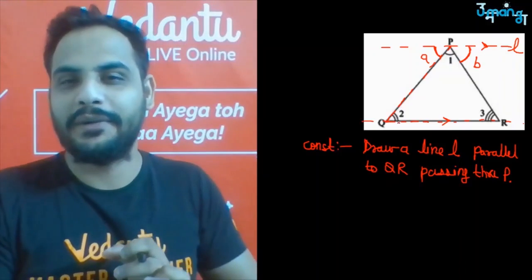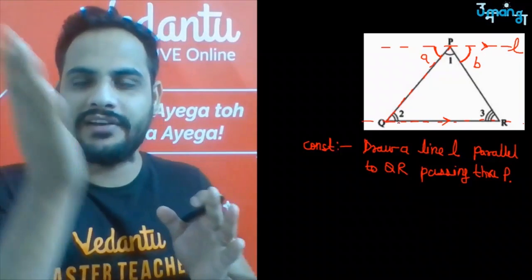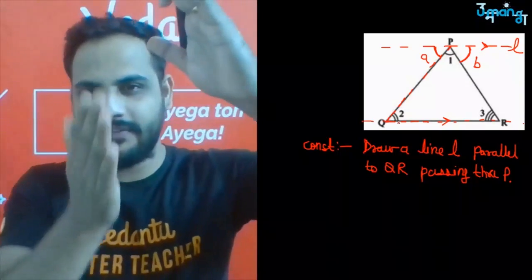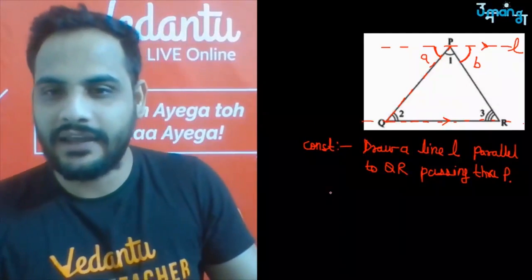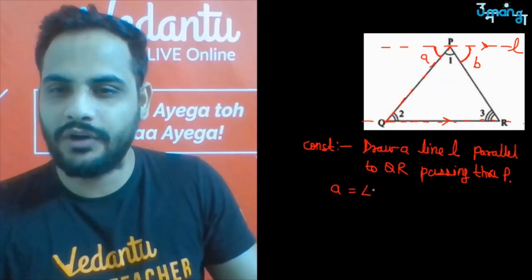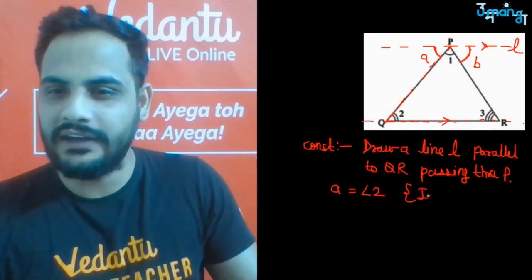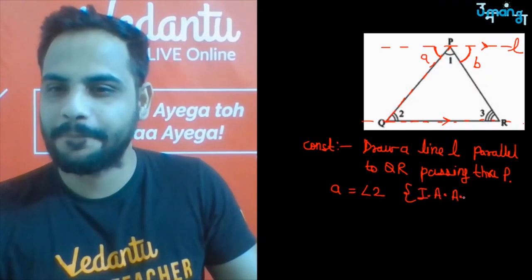Okay, so बेटा, अब you can see the transversal is there. One is on the top, one is at the bottom, one is on the left side, one is on the right side. So it is alternate. I can say A is equal to angle 2 because of interior alternate angles.